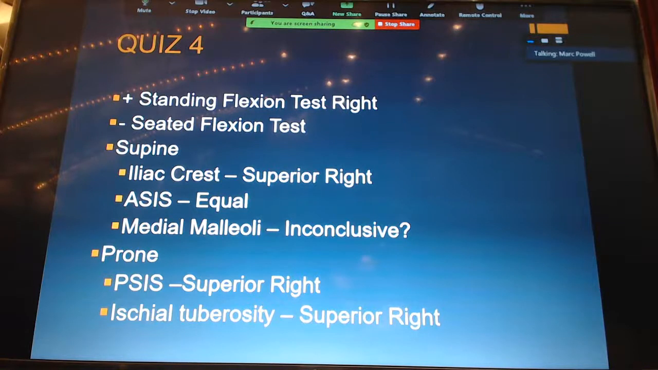Medial malleoli, it's inconclusive, really. I can't figure out if they're equal, if one's slightly higher than the other. It's not really telling me a whole lot. So then I go prone. My PSIS is superior on the right. And my ischial tuberosity is superior on the right. Pubic symphysis with this one is slightly superior on the right.